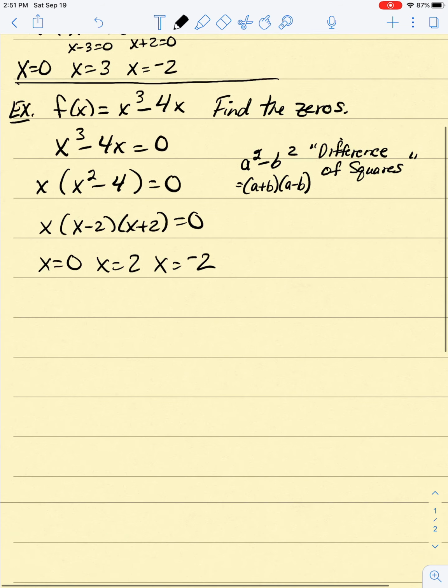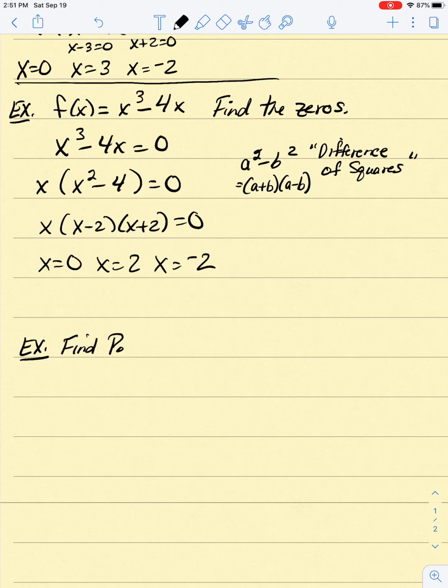Okay, well, let's consider this another example involving zeros. Let's suppose I give you the reverse problem. Okay, so instead of you find the zeros, how about I give them to you? So maybe I say find the polynomial with zeros. How about at x equals 0, x equals 1, x equals negative 3.